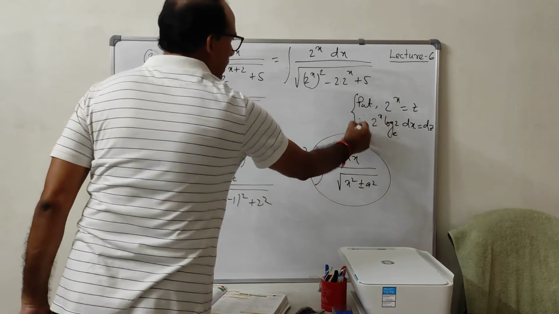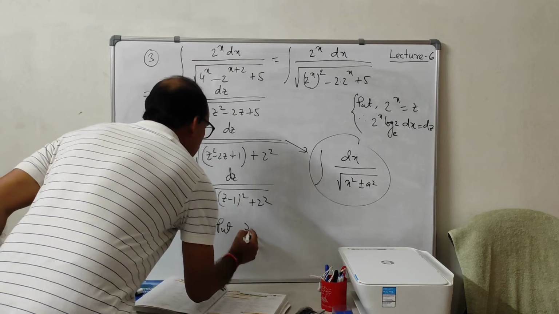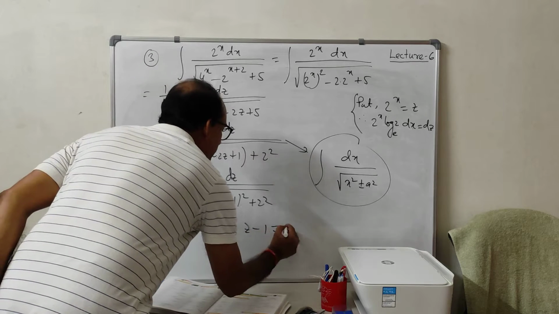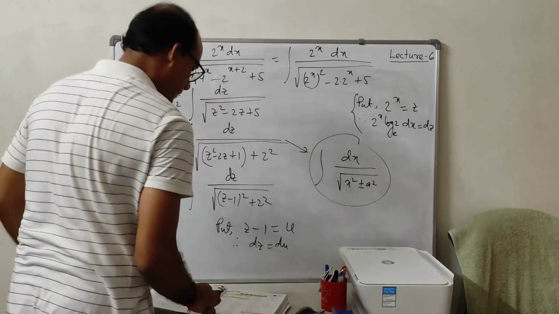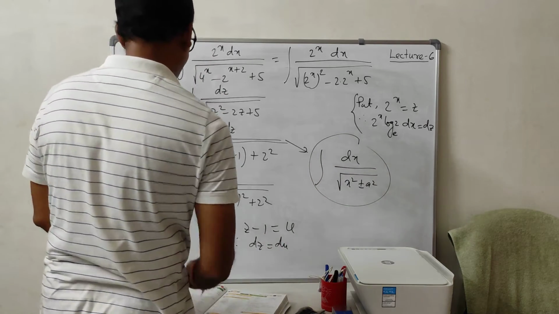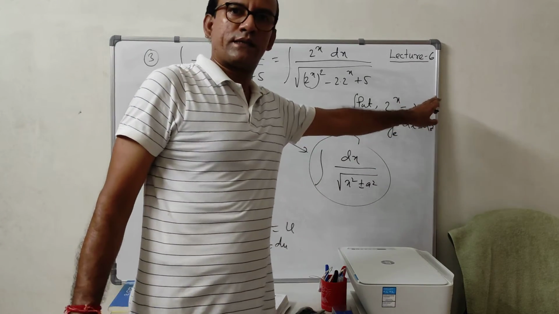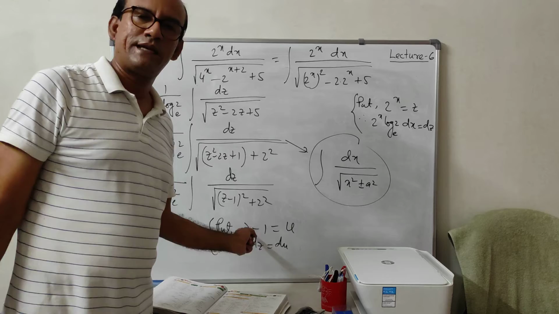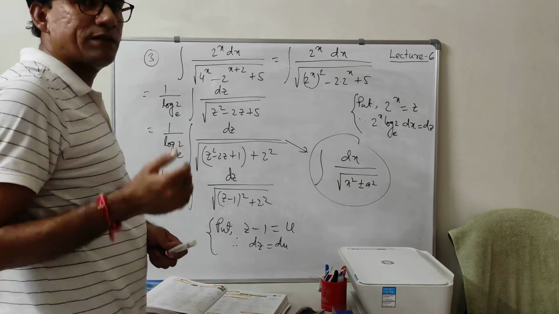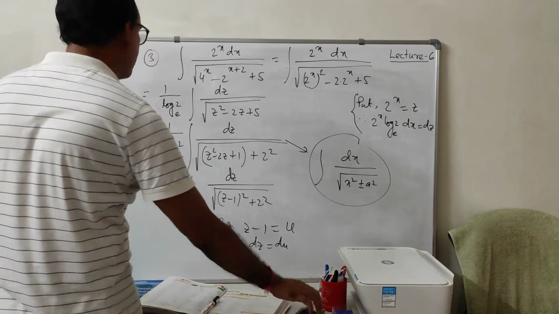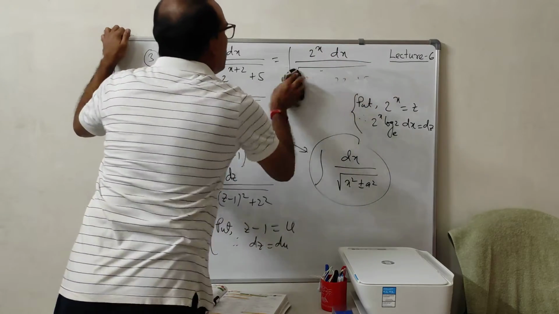Again, you have to substitute one thing. Put z minus 1 as some new variable u, then dz will be du. First I substituted 2 to the power x as z, and next I substituted z minus 1 as u. So in this problem I substitute 2 times. Next, I am removing the first 2 lines.